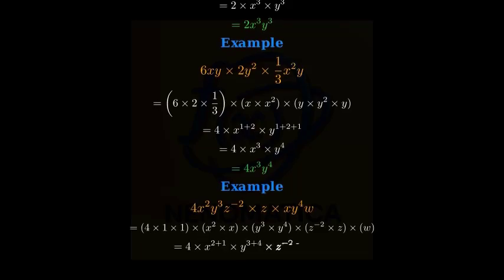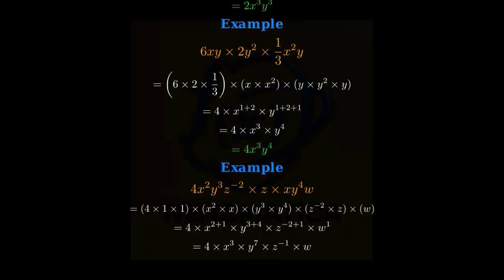For the variables, we group them by type. For x, we have x squared from the first term and x from the third term. So we get x to the power 2 plus 1, which equals x cubed. For y, we have y cubed from the first term and y to the fourth power from the third term. So we get y to the power 3 plus 4, which equals y to the seventh power. For z, we have z to the negative second power from the first term and z from the second term. So we get z to the power negative 2 plus 1, which equals z to the negative first power, or simply z to the negative 1.